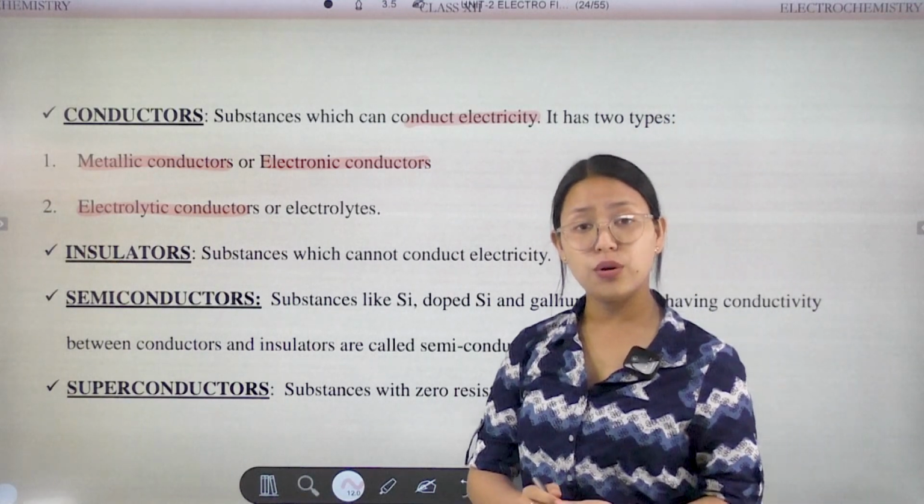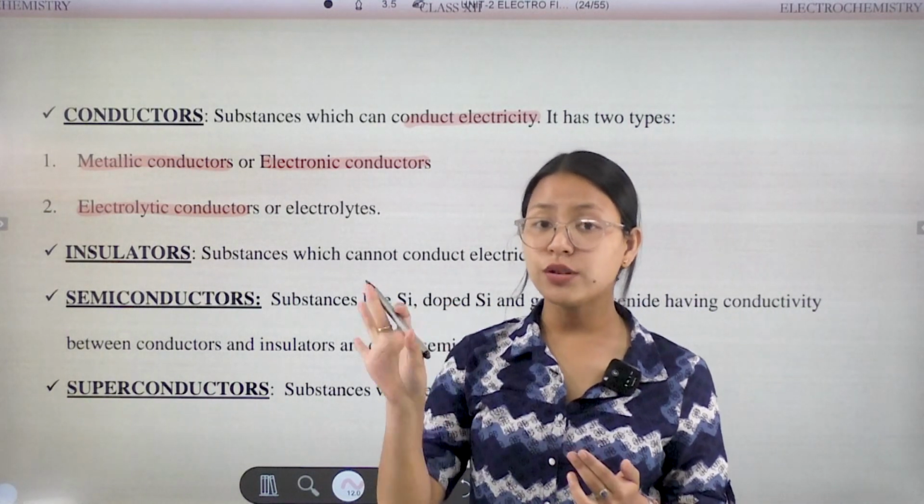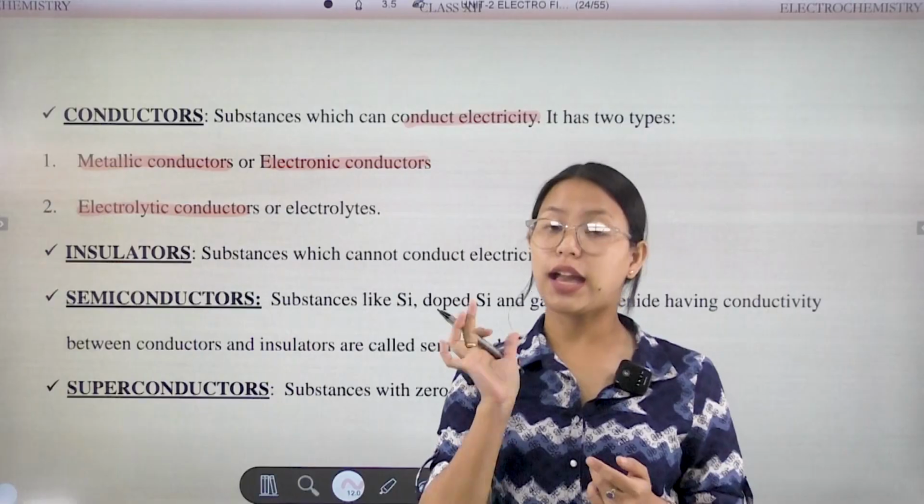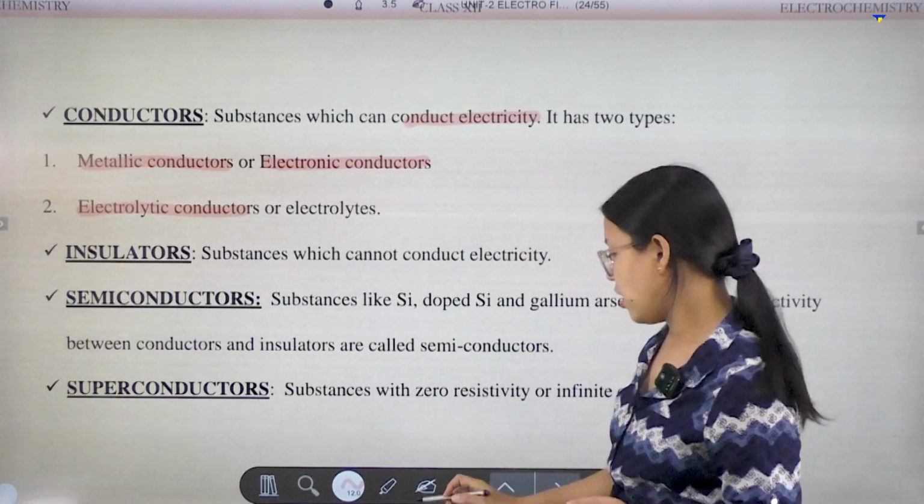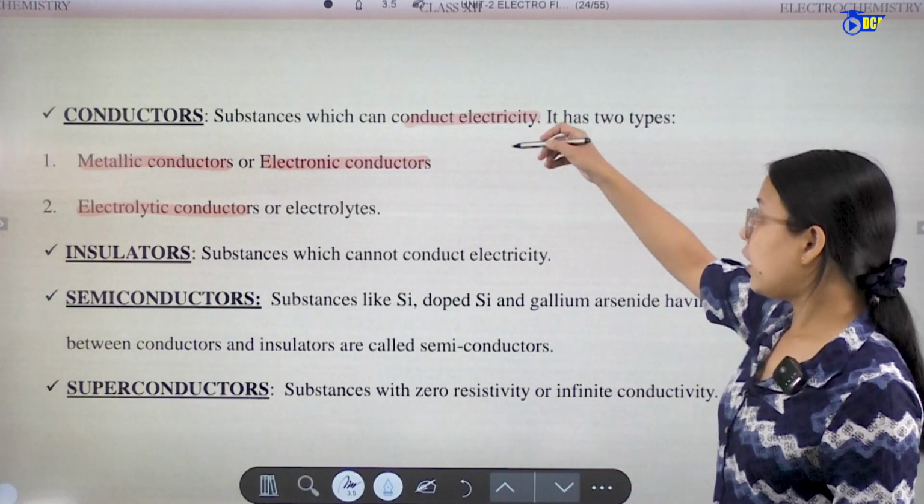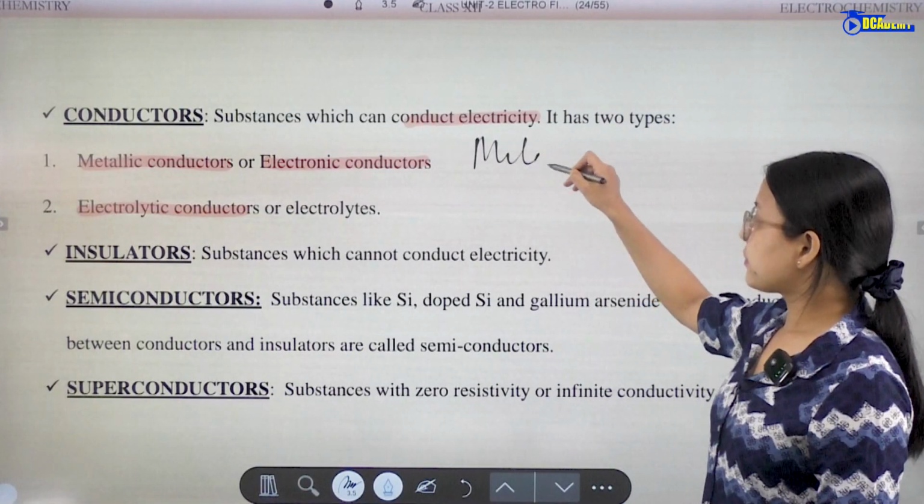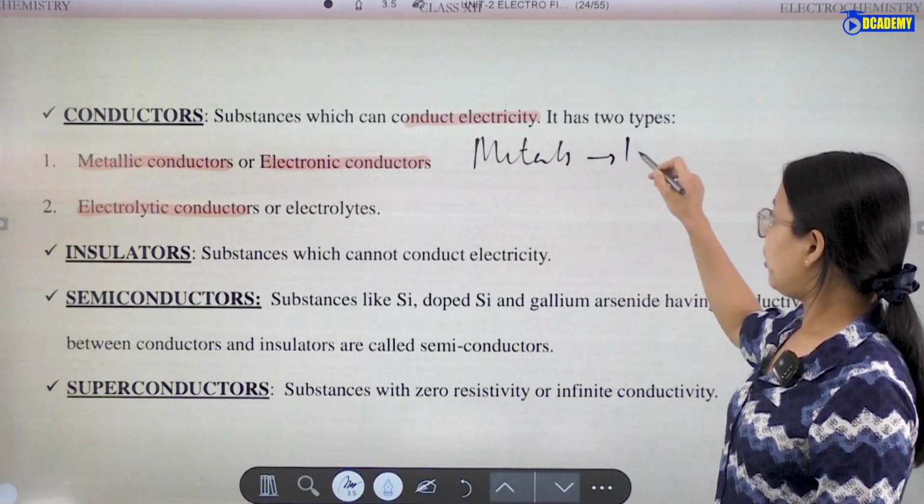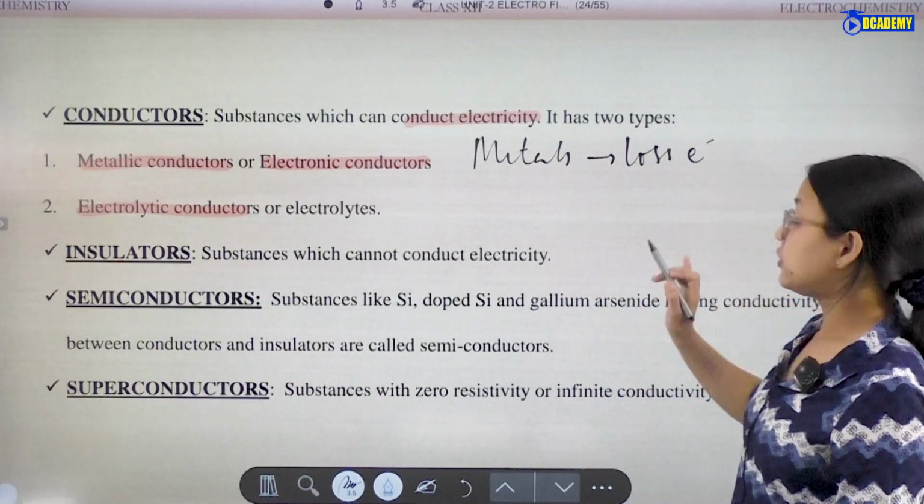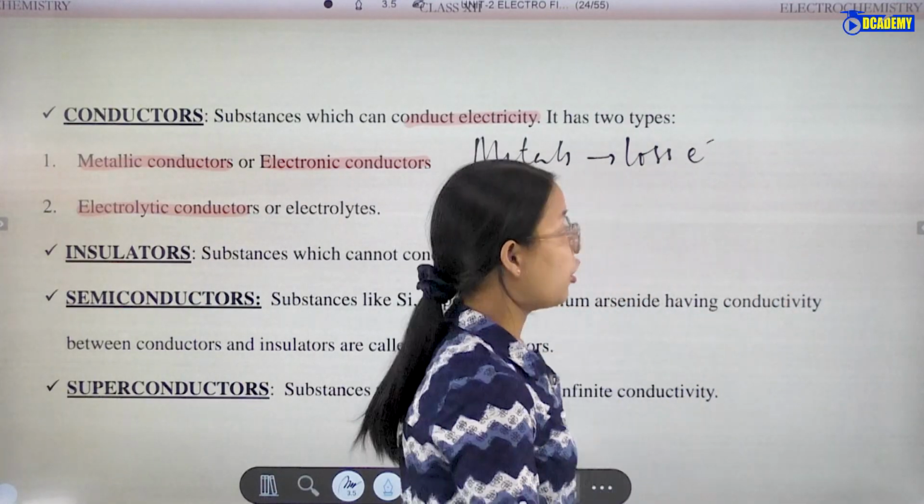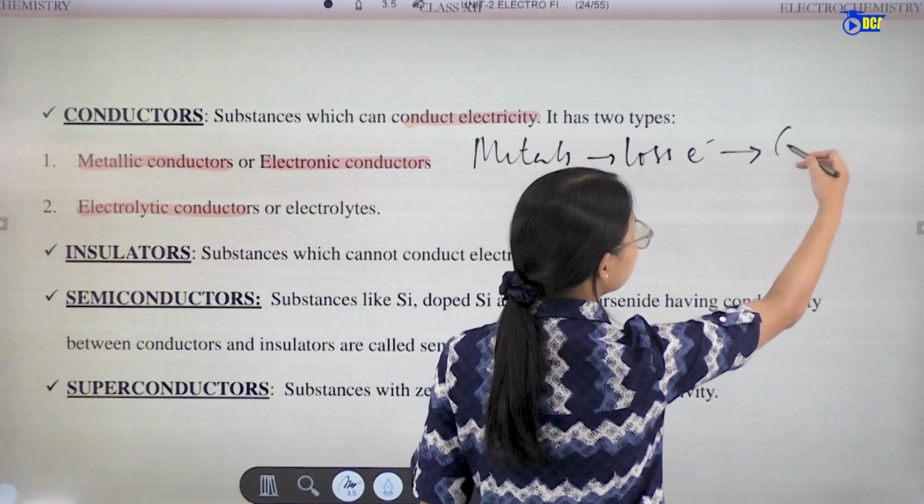Why? We know metals can lose electrons. When metals lose electrons, they form cations.